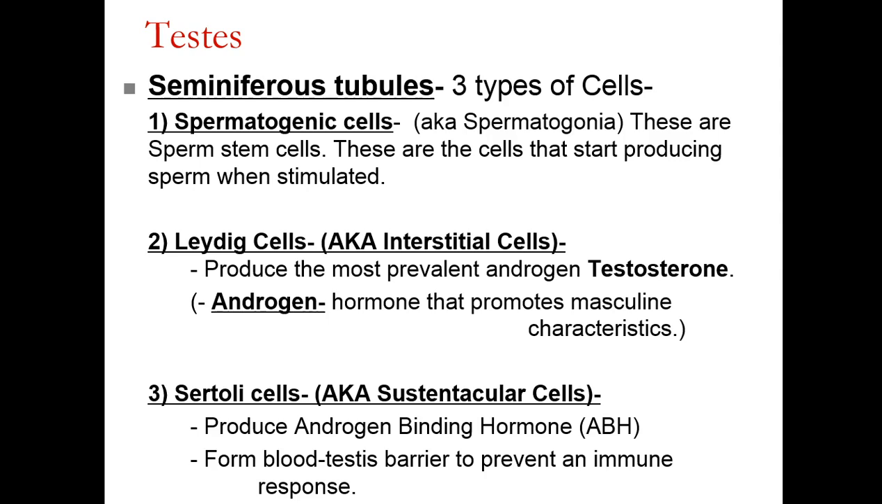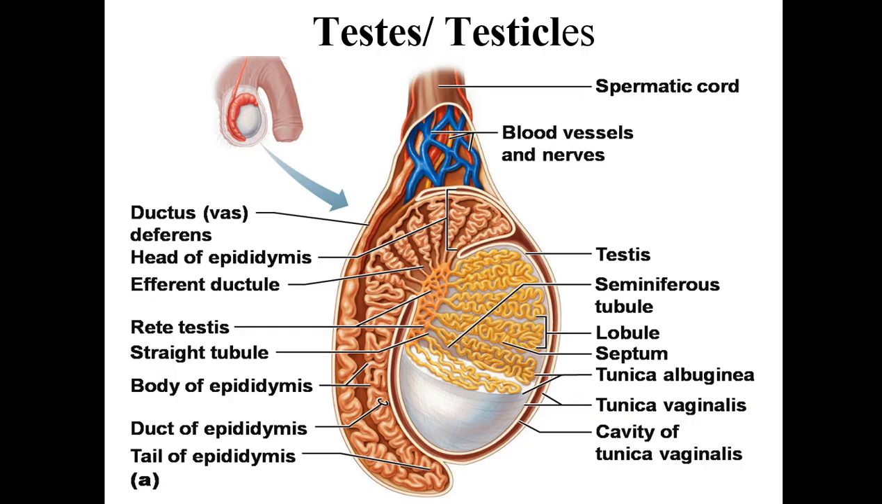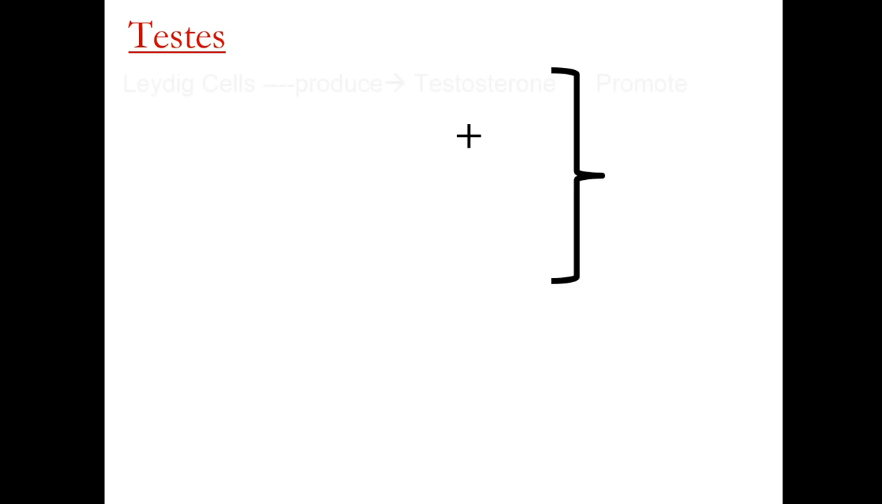Sertoli cells, also known as sustentacular cells, produce androgen binding hormone, or ABH. Our Sertoli cells also form a blood-testes barrier to prevent an immune response. So here's a good little picture showing a breakdown of where we're at so far. We've got the testes, and we can see how the seminiferous tubules are arranged inside of the testes.